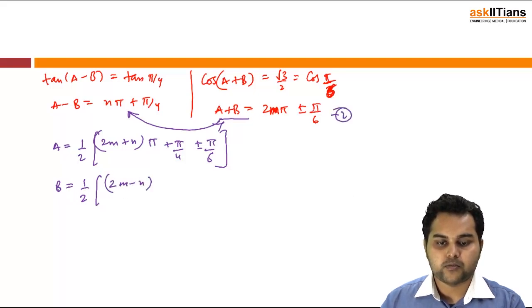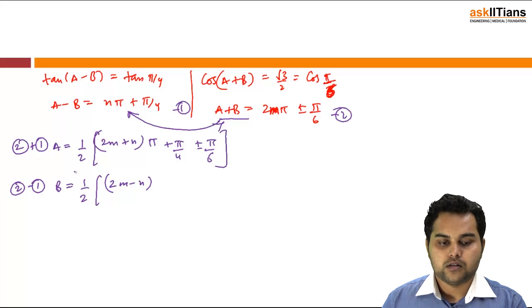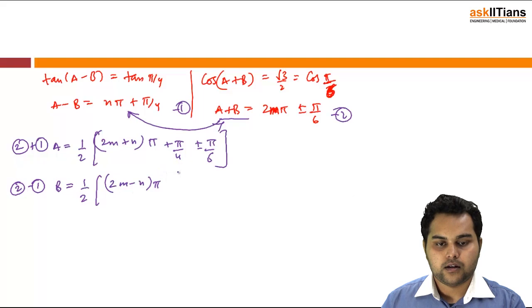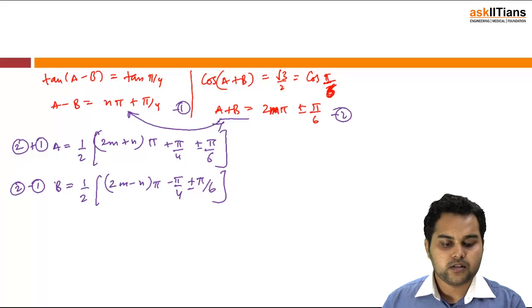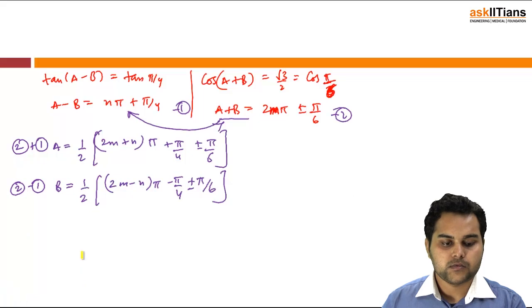2 being subtracted from equation 1, that is 2 minus 1, and that is 2 plus 1. So b would give me (2m minus n) pi minus pi by 4 plus minus pi by 6. So these are the general values of a and b.